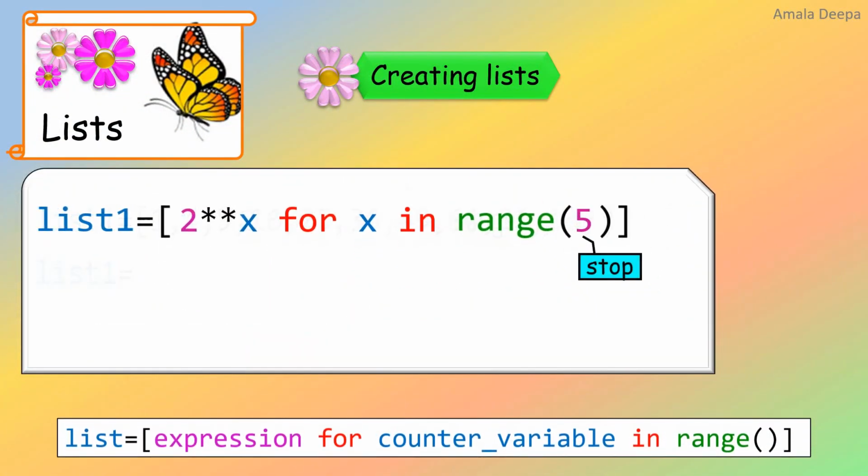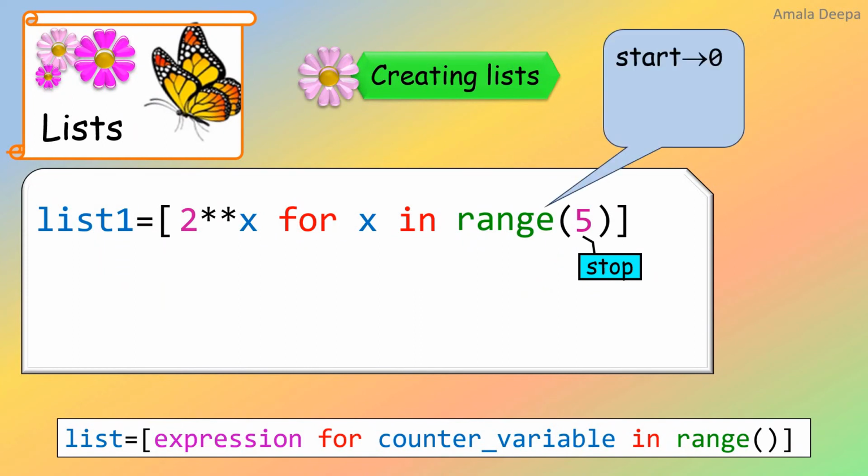Look at this one. List 1 is equal to, within square brackets, 2 to the power of x for x in range 5. What will be the values generated by this syntax? The range function has only one parameter here. It should be taken as a stop value. So what will be the start, stop and step values for range 5?